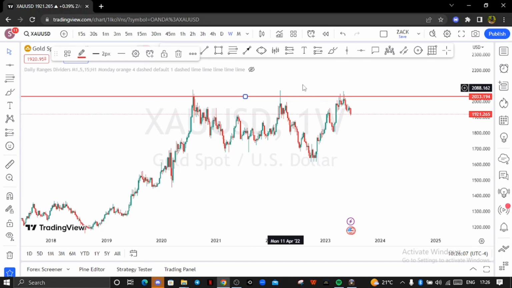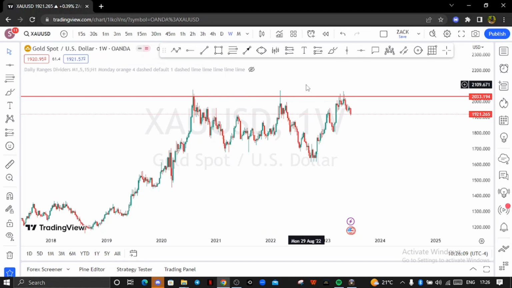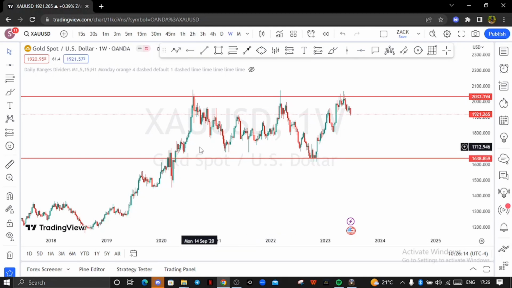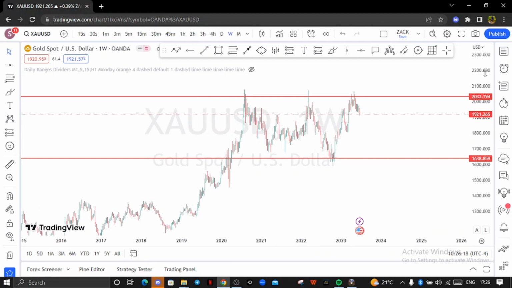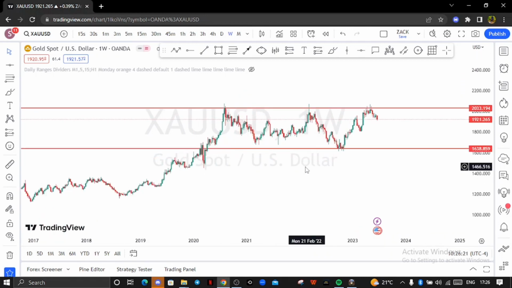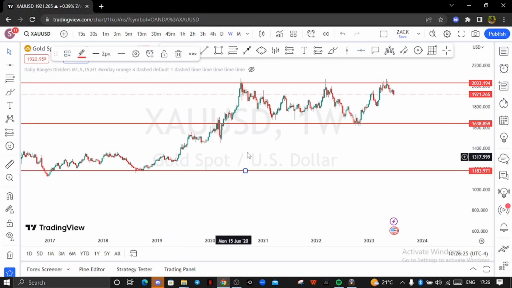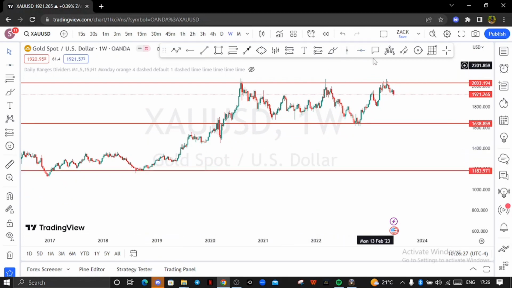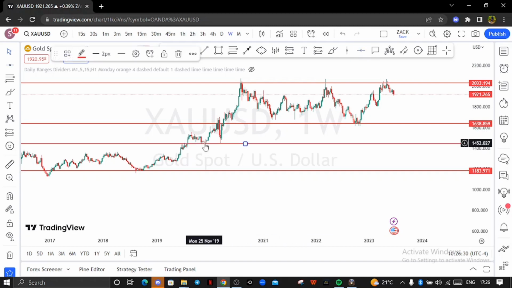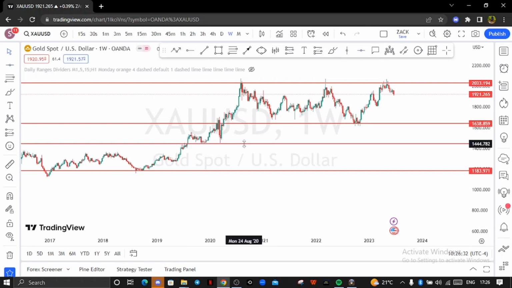I normally like to put my horizontal line at the body close, just for accuracy. So you see, this is just like marking support and resistance. So this is what I normally do with gold on the weekly time frame. I first identify my key zones. Some may call it support and resistance. Yes, it's support and resistance, just basically levels where gold normally likes to bounce.